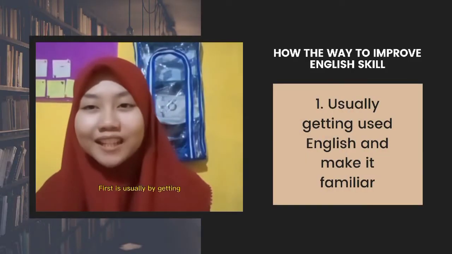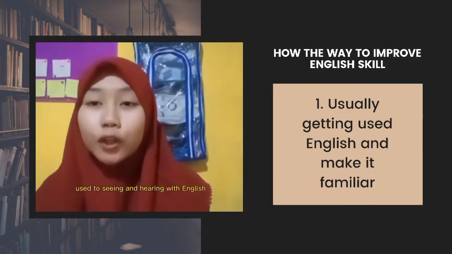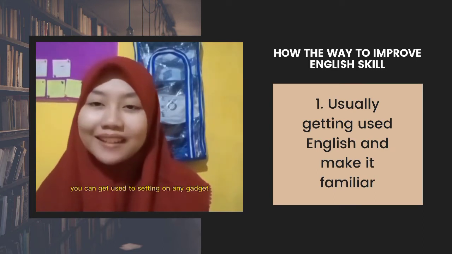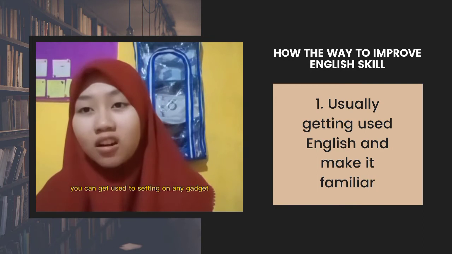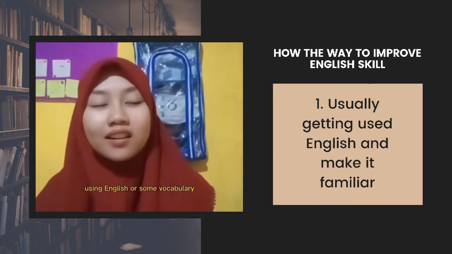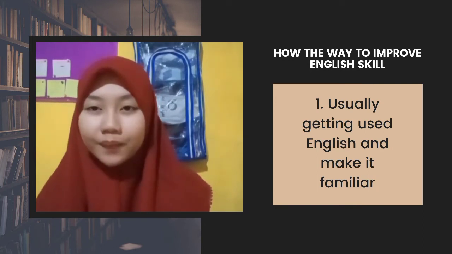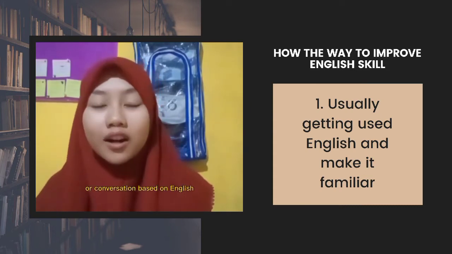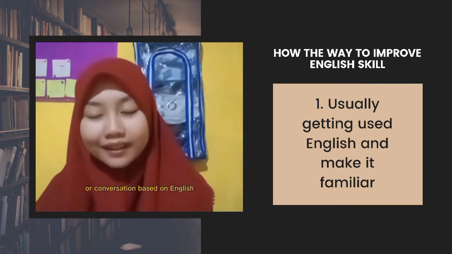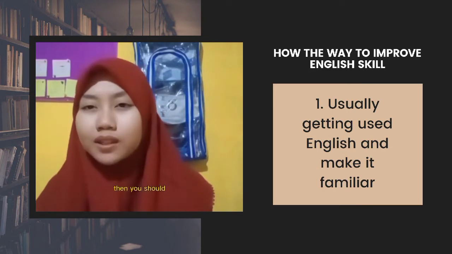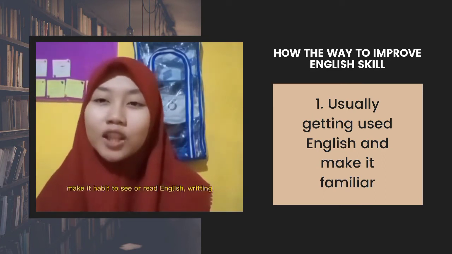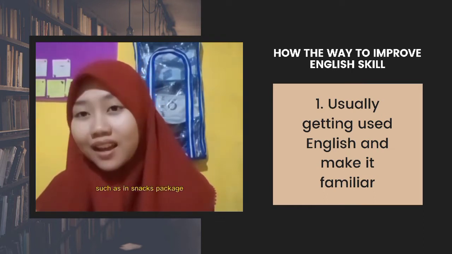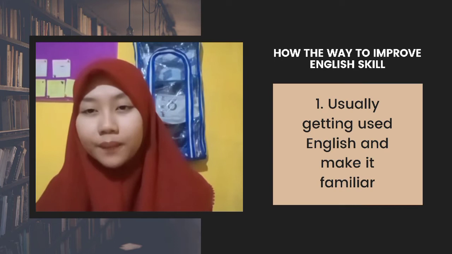First is usually by getting used to seeing and hearing English. You can get used to setting any gadget to English or some vocabulary, and often listen to songs or conversations based on English. Then make it a habit to see or read English writing, such as on snack packets and so on.